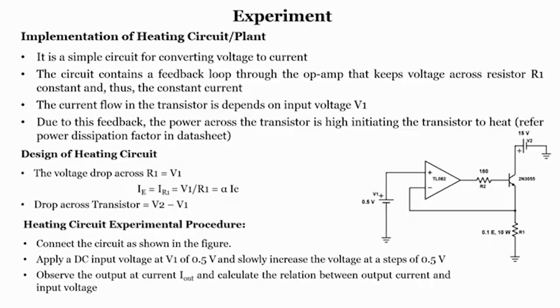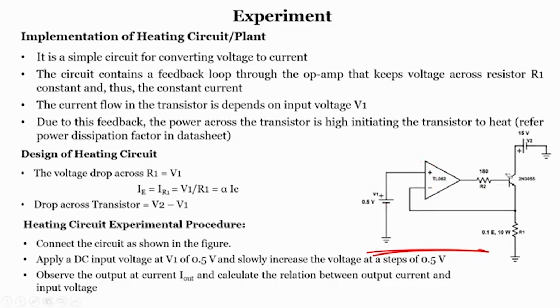Now, the implementation of the heating circuit or plant is a simple circuit for converting voltage to current. The circuit contains a feedback loop through the op amp that keeps the voltage across resistor R1 constant, and thus a constant current. This is the circuit. The current flow in the transistor depends on the input voltage, because whether the transistor is on or off depends on the voltage that we apply to this operational amplifier.